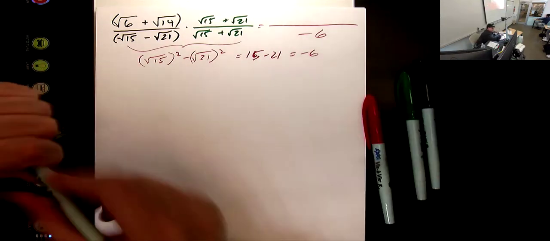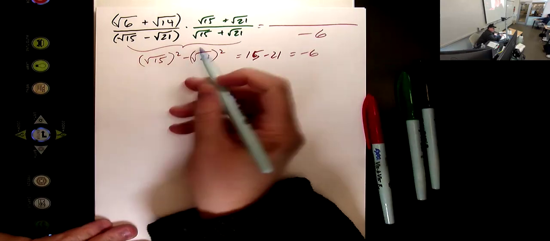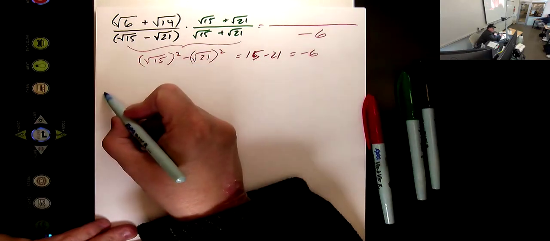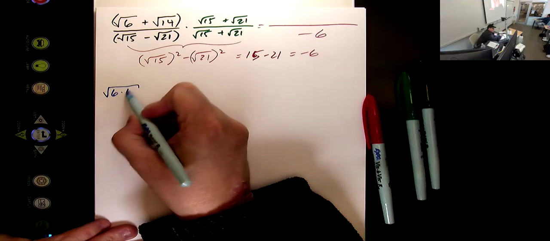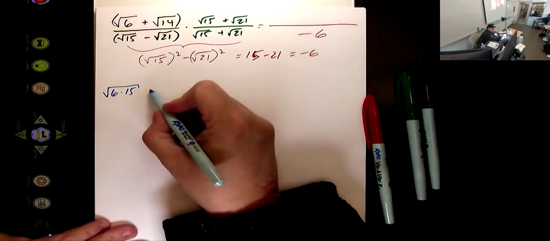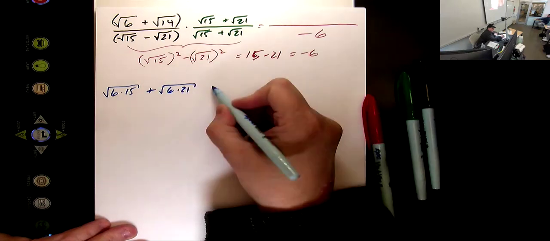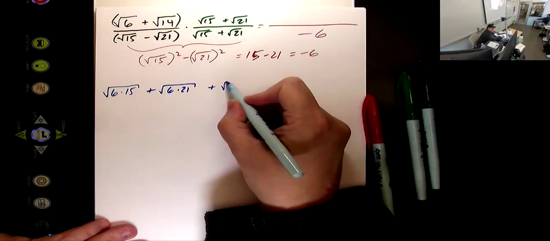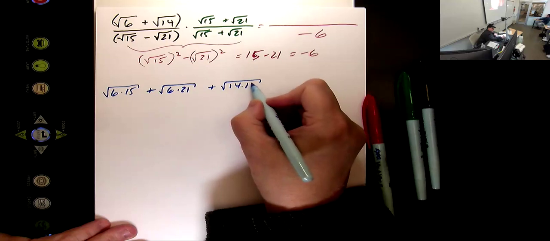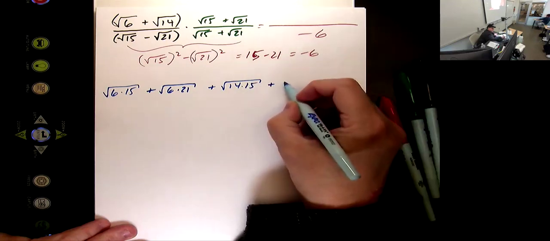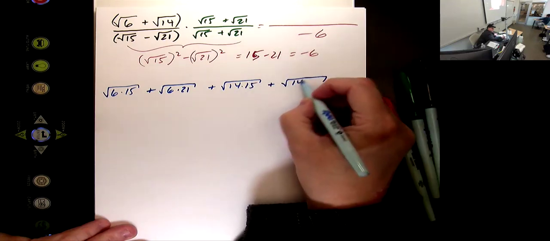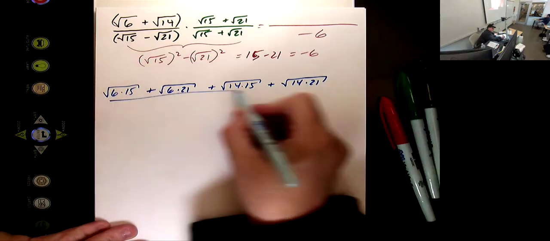So I'm going to do the next spot here just because I need to write big. I'm going to have square root of 6 times 15. I'm not going to multiply that out. Then I'm going to have square root of 6 times 21, plus square root of 14 times 15, plus square root of 14 times 21. All that's over -6.